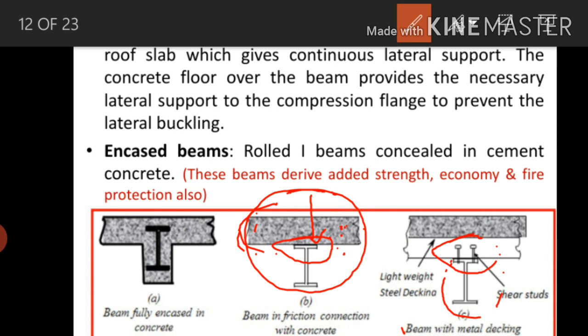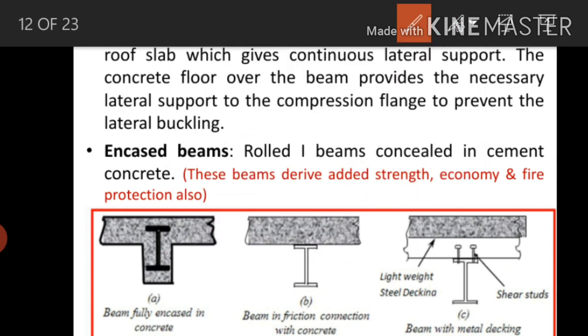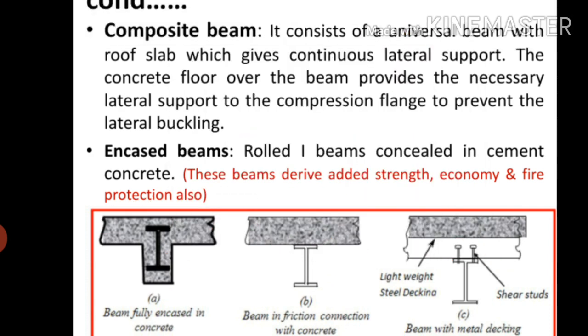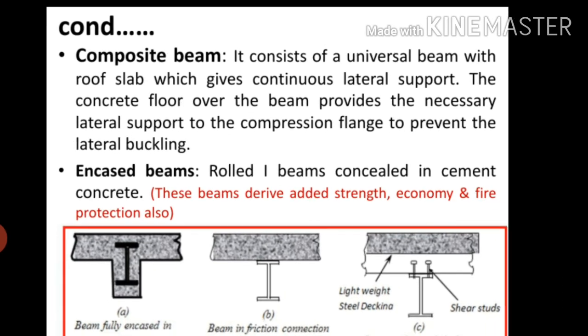And this is the encased beam, that is a rolled I-beam concealed in cement concrete. Completely it is encased in cement concrete, that is a beam fully encased in cement concrete, and these beams derive added strength, economy and fire protection also. So these are the other types of beams, that is encased beams.